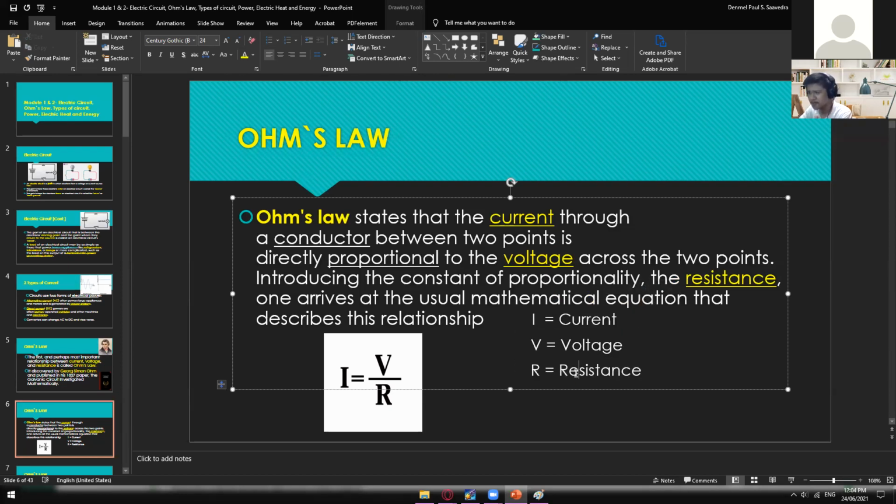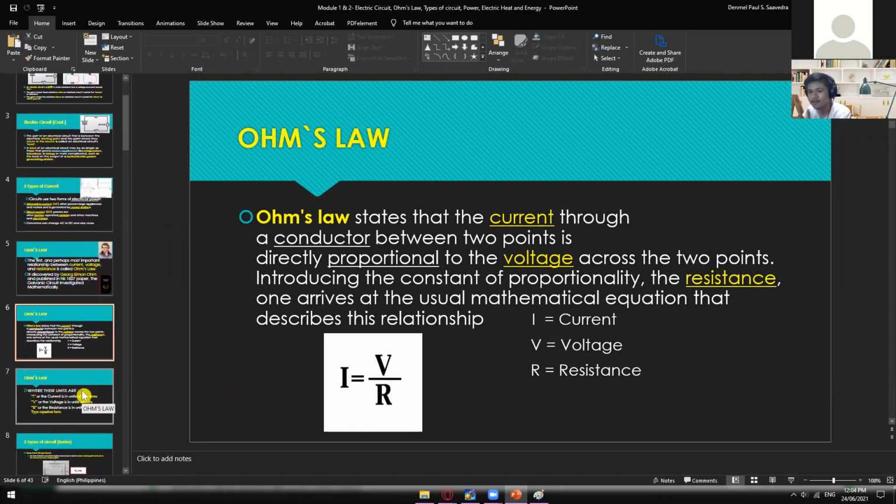So for the V and R, I think it's very straightforward. So the first letter is the acronym, okay, of that one. But for the current, it's not C, it's I, because C is for the capacitor. I just don't know the reason why, but when it comes to current, it's being represented by the letter I. Okay, not letter C. So just take note on that one.